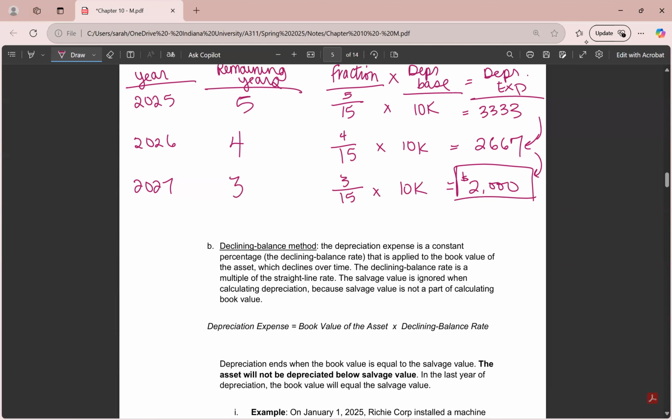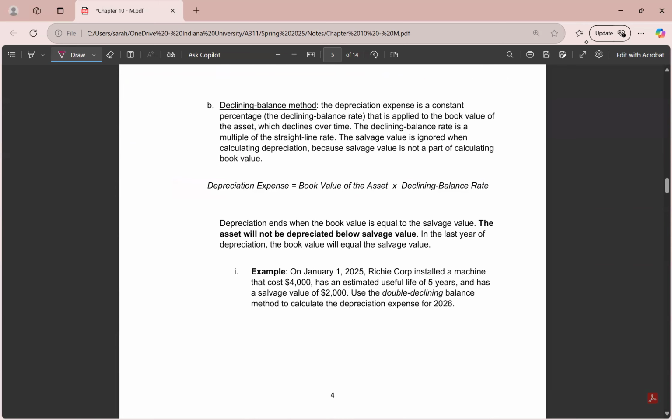Another accelerated method is going to be the declining balance method. Similar idea, but now with the formula, we're going to use the book value of the asset, which means cost minus accumulated depreciation. And we're going to multiply it by the declining balance rate. So the rate is going to be a number times 1 over the useful life.